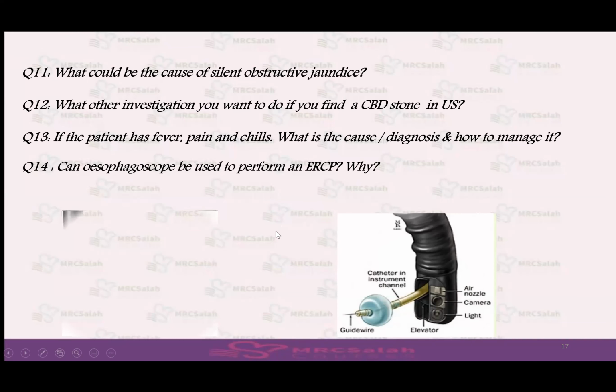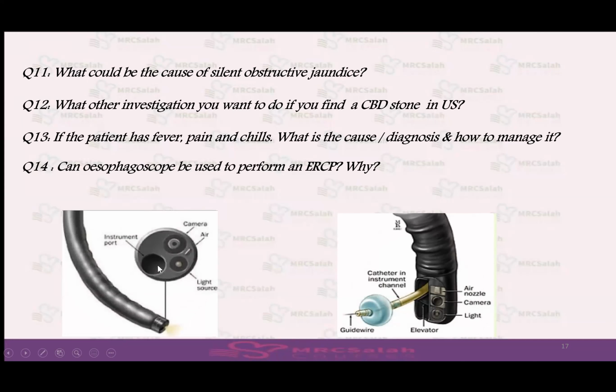Yes, as you see here, this is an ordinary esophagoscope. Its opening for the instrumentation is in the front, so we call it an end-viewing scope. And here, in the ERCP scope, the opening is in the side, so we call it a side-viewing scope, so we can cannulate the common bile duct and the pancreatic duct. That's easy with it. Okay, I finished this station.